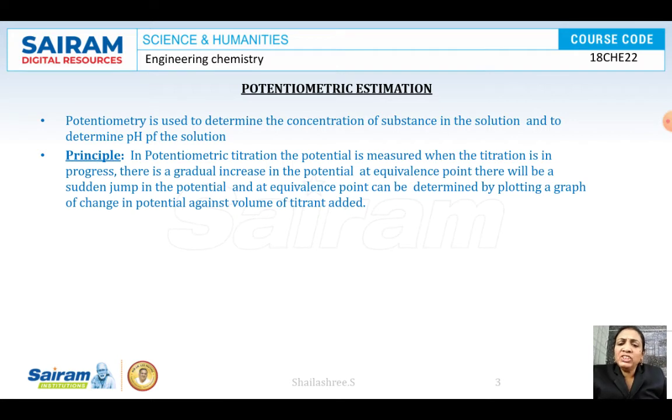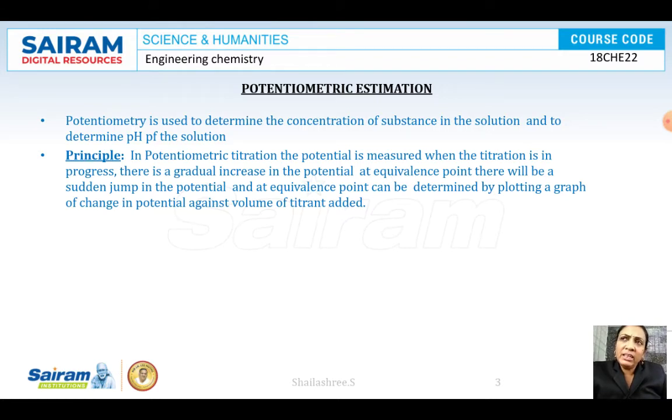Initially there will be a gradual increase in the potential, and near the equivalence point. What is this equivalence point? In titrations, we call this the end point. The end point may be slightly higher, while the equivalence point is 100% accurate.